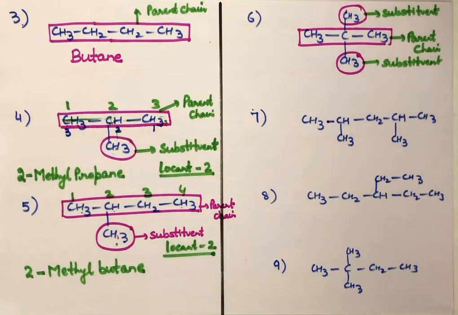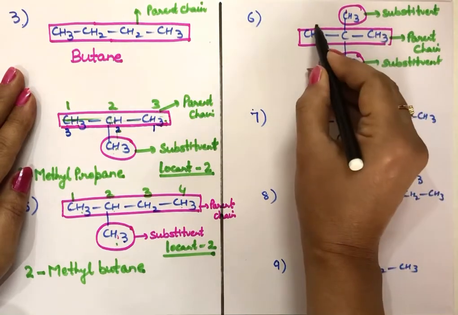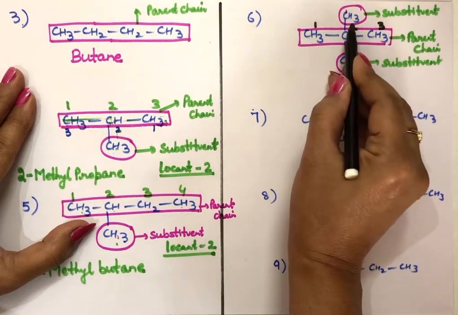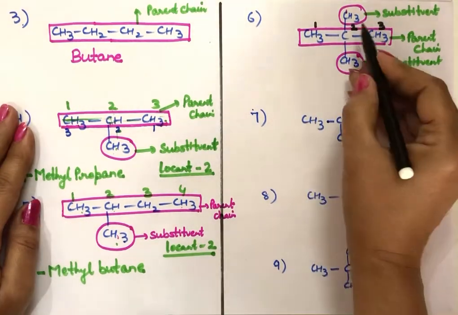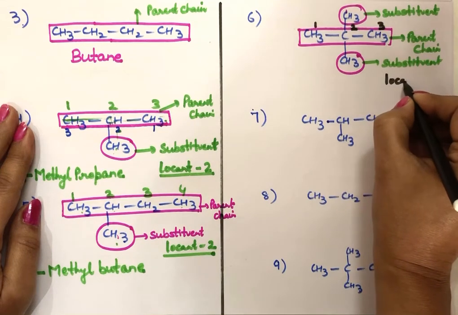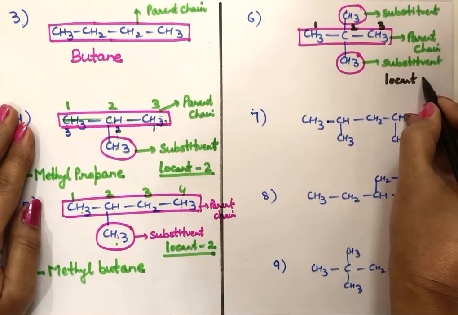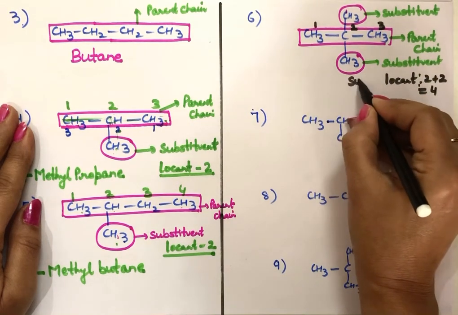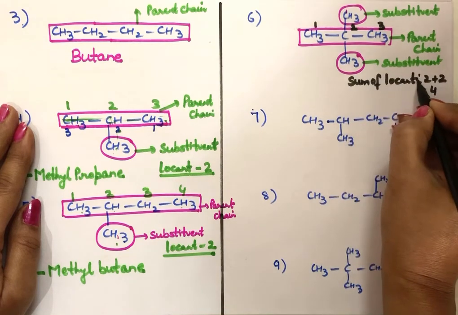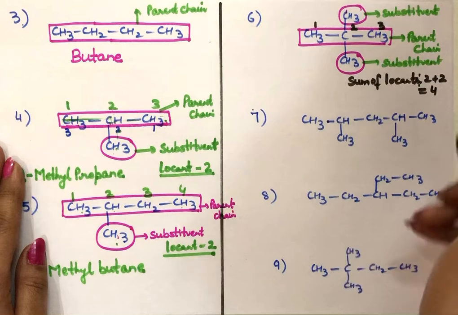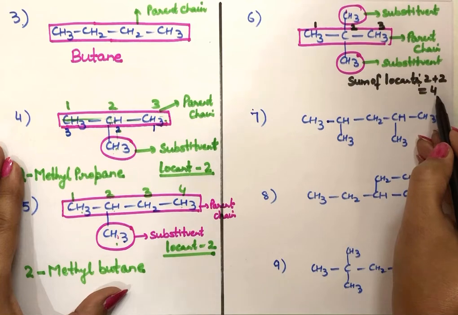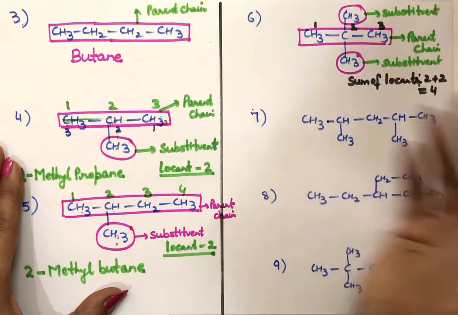After finding out the parent chain and substituents, the next rule is we have to number the chain. This is the parent chain. Whether I number from left to right or from right to left, the substituents are getting the second position. So here two substituents are present. Both substituents are on the second carbon. So you will take 2 plus 2, and this is called the sum of locants. So if more than one substituent is there, we have to take the sum of these. The side which will give the lowest sum is the side we will number from. So here the sum is 2 plus 2. From both sides it is 4.